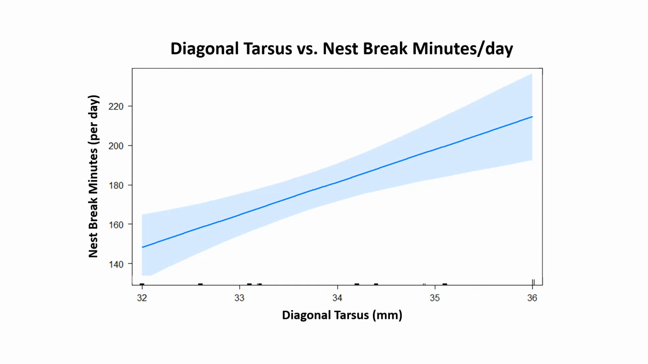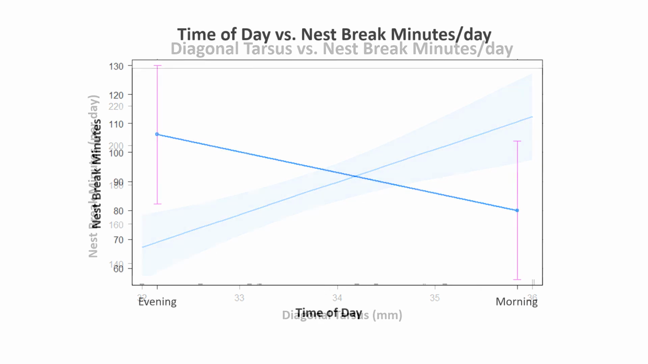Birds with a tarsus of 32 millimeters spent an average of 150 minutes off the nest, while those with a measurement of 36 millimeters averaged 210 minutes off the nest.